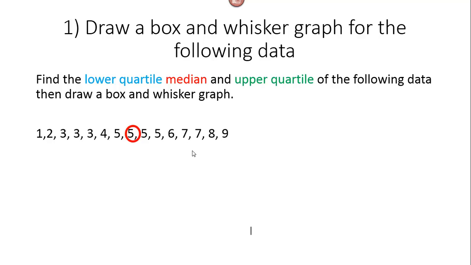Remember, the median is the middle number when the numbers are placed in order, and the lower quartile and the upper quartile are actually the median of the remaining numbers. Now, some methods include the median in the calculation, and other methods exclude the median. In this one, we're going to exclude the median, and you'll see that 3 is the lower quartile and that 7 is the upper quartile.